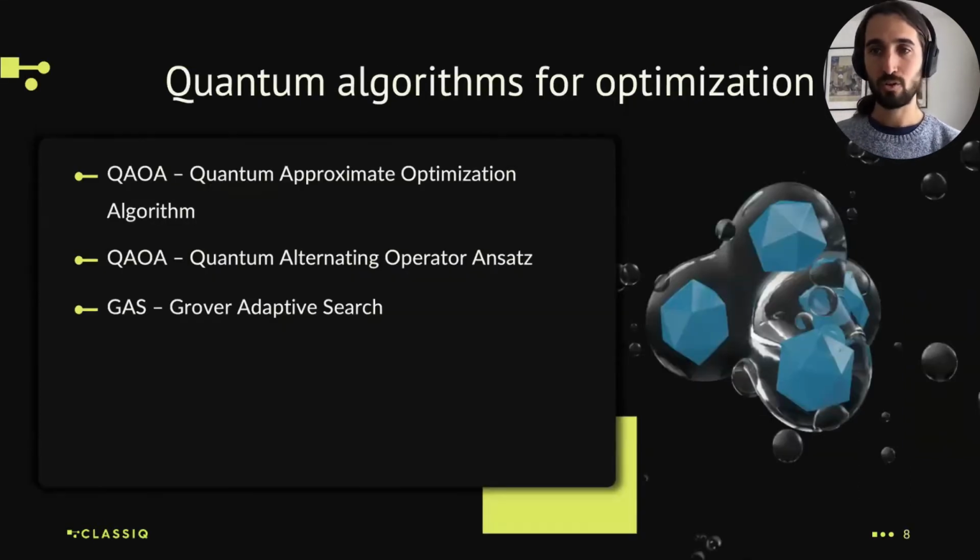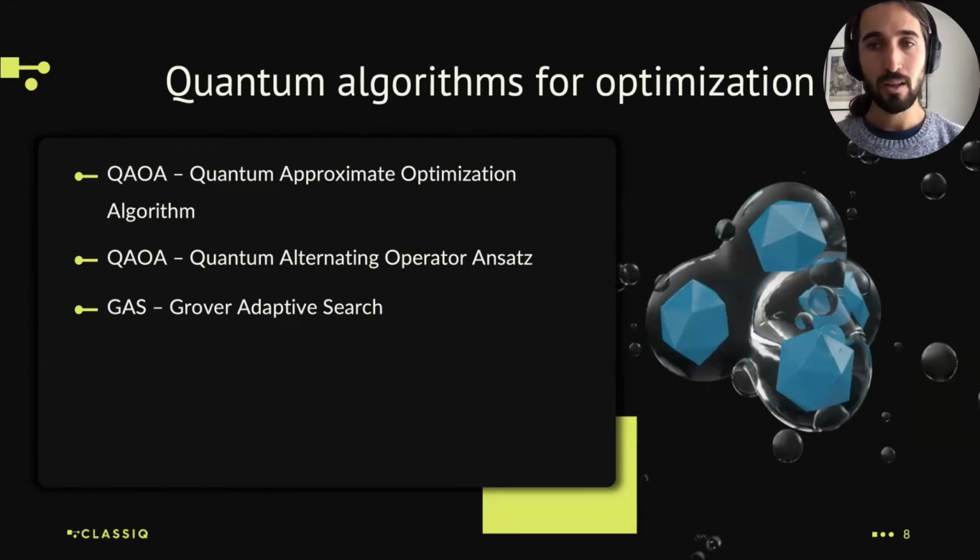Okay, let's go to the quantum part. So we're going to talk about three algorithms. In Classiq, we have in our combinatorial optimization module already implemented these algorithms in a very flexible way. And further beyond, the Classiq platform enables you, the user, to describe your algorithm.